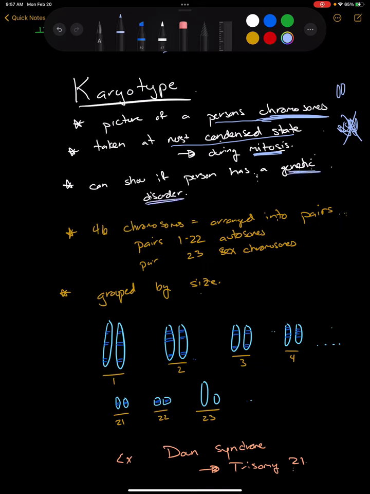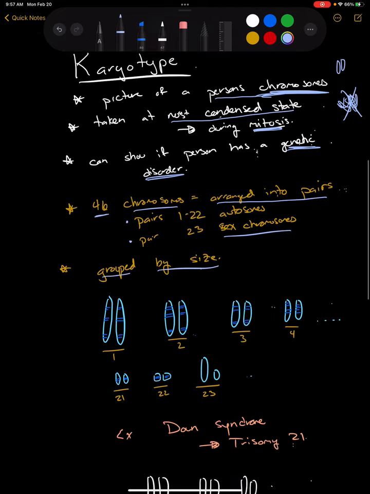So the things that we do know is that everybody should have 46 chromosomes. Those 46 chromosomes are arranged into pairs. The first 22 pairs are autosomes. Remember, those are the traits that just code for the organism or for the person. And then that 23rd pair is going to code for the sex of that organism, if it's boy or girl. Now, what they do is once they take that picture of your chromosomes, they group them by size.